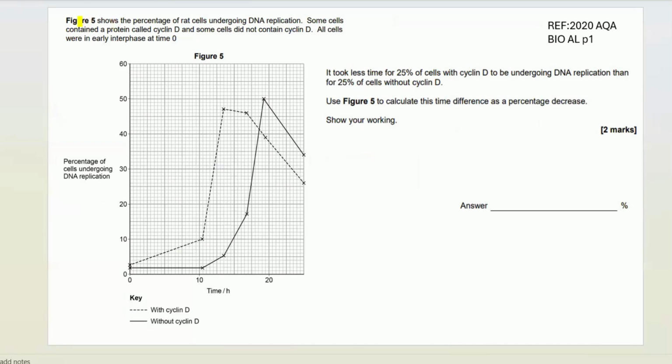Right, let's move on. Figure 5 shows the percentage of rat cells undergoing DNA replication. Some cells contained a protein called cyclin D, and some cells did not contain cyclin D. All cells were in the early interphase at time 0. It took less time for 25% of cells with cyclin D to be undergoing DNA replication than for 25% of cells without cyclin D. A lot of complicated information there that can really baffle us. Let's get down to what this question is actually asking. Use figure 5 to calculate the time difference as a percentage decrease. Show your working. 2 marks.